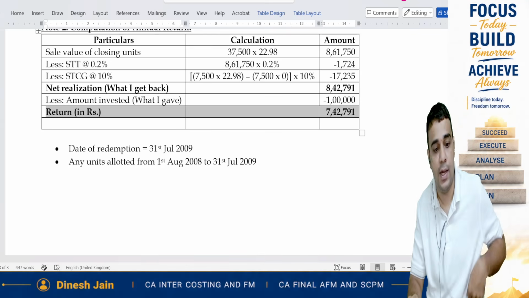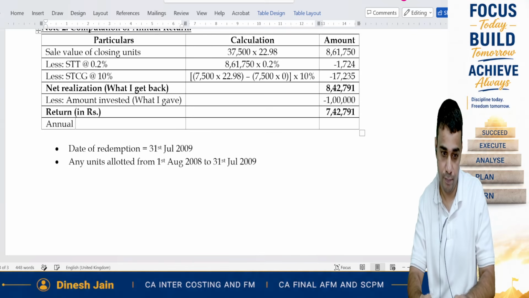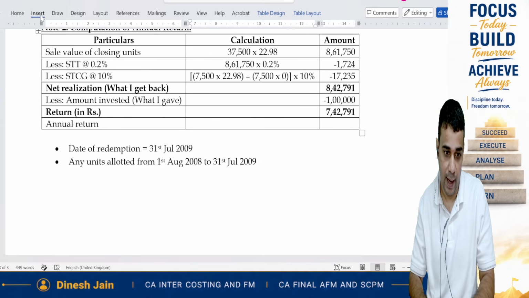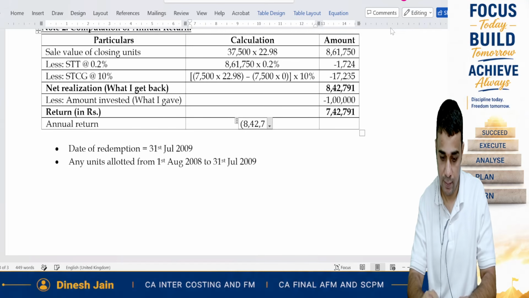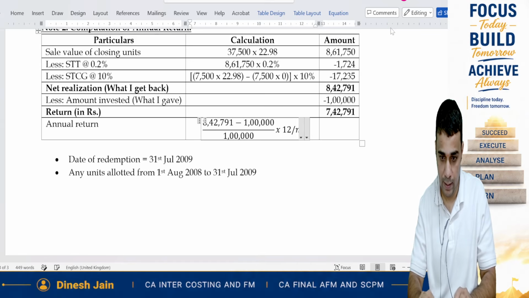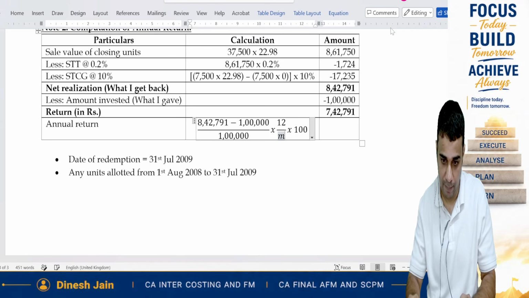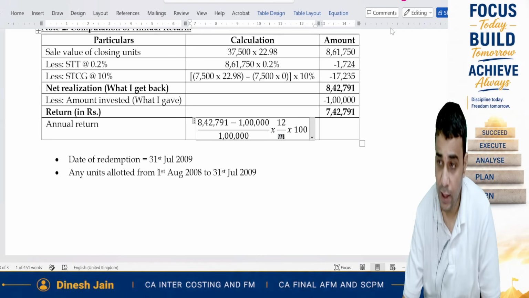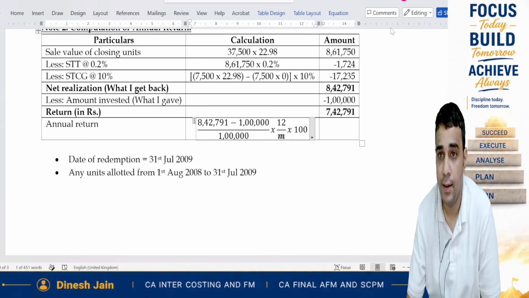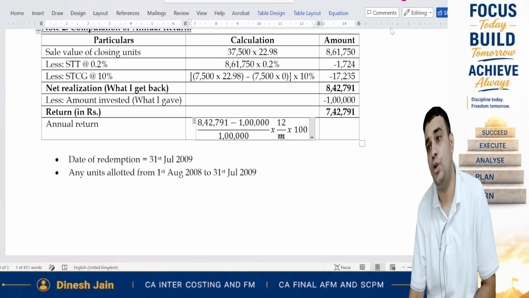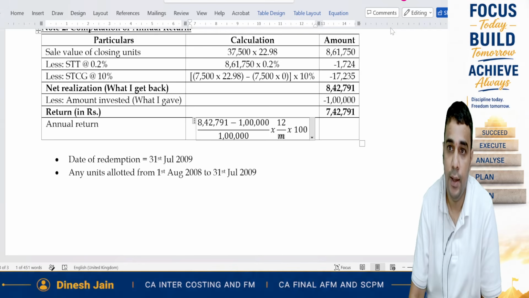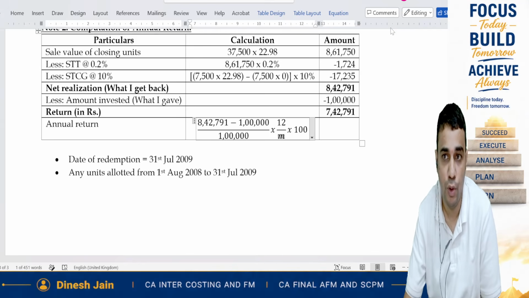Any doubts on this? Annual return. What I get back minus what I give, divided by what I give, into 12 by M into 100. You'll have to tell me the month. 842 minus 1 lakh, divided by 1 lakh, into 12 by M into 100.